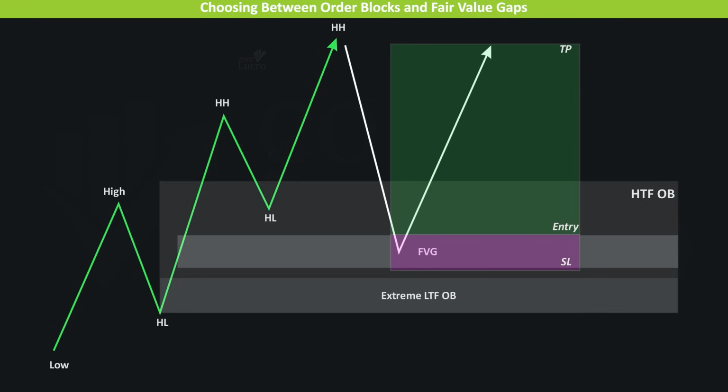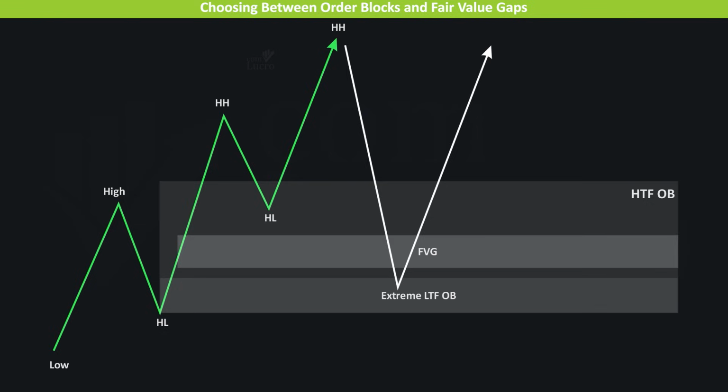The challenge with this option is that it exposes the trade to greater risk. The extreme order block sitting below the fair value gap may still attract price, pushing the market downward and triggering the stop loss. So even though a tighter stop may look attractive, it is important to weigh the additional risk before applying this adjustment. As mentioned earlier, on higher time frames, our main focus is placing entries at order blocks.